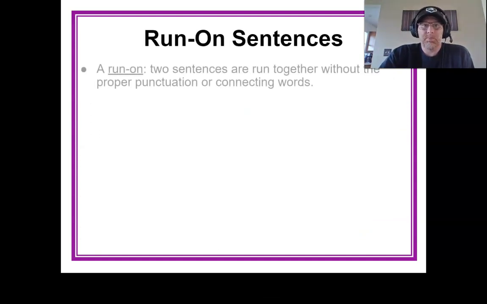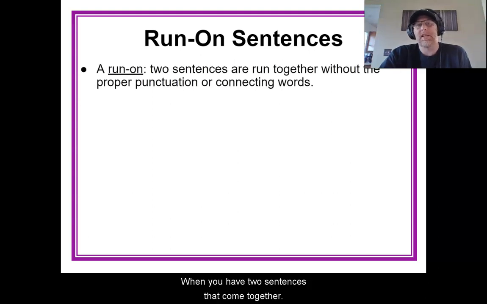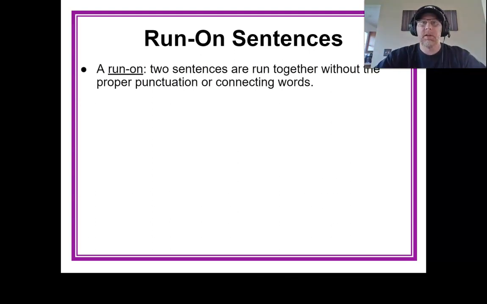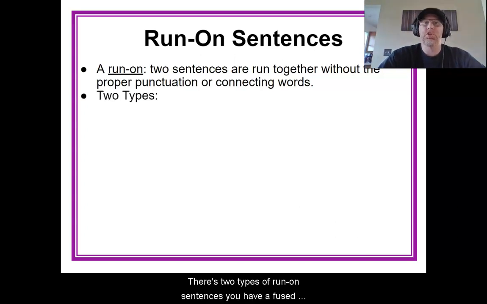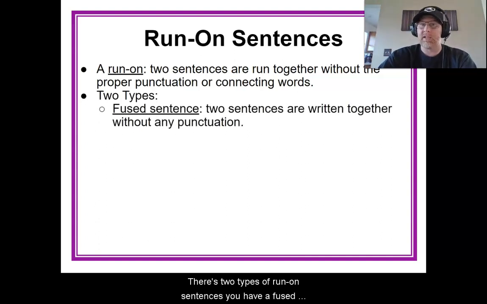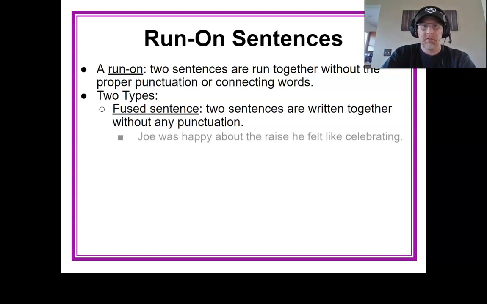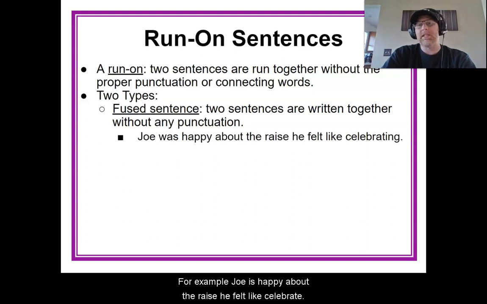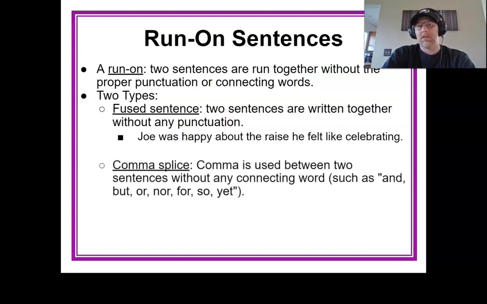Run-on sentences are when you have two sentences that come together, and they either have improper punctuation or improper connecting words. So there's two types of run-on sentences. You have a fused sentence. That's when you have two complete sentences that are just being mashed together with no sort of punctuation. For example, Joe was happy about the raise he felt like celebrating. It should be Joe was happy about the raise, period, he felt like celebrating.